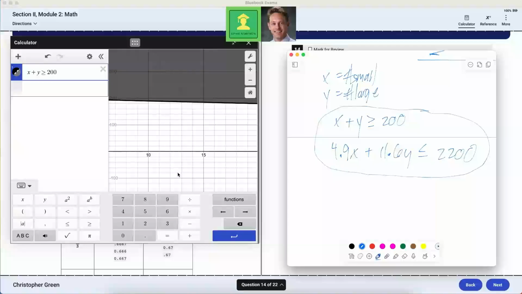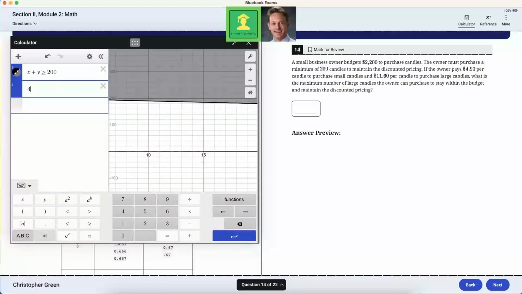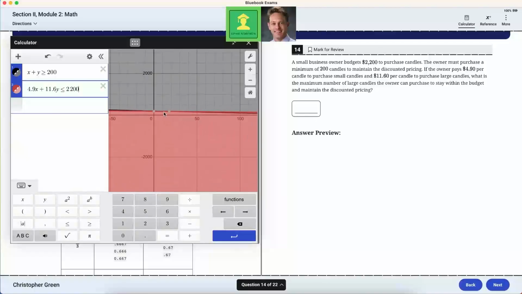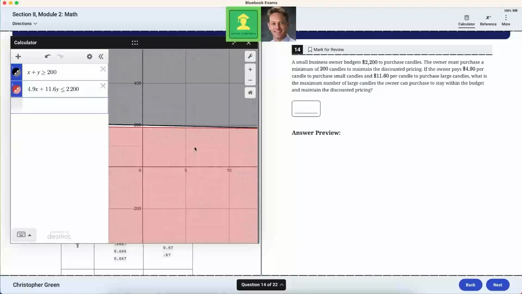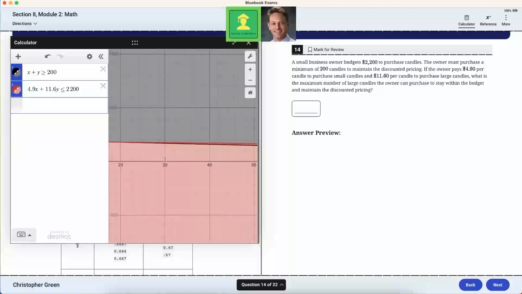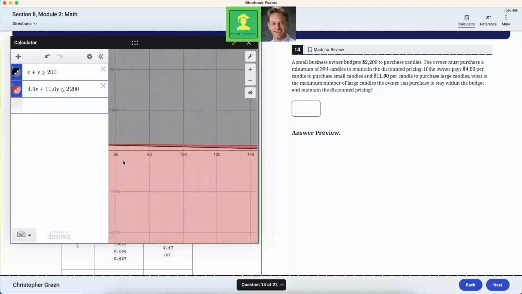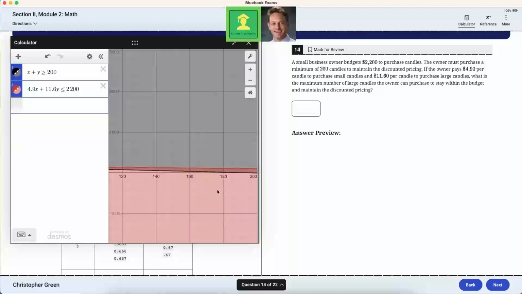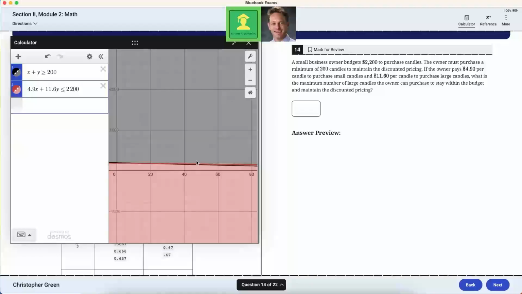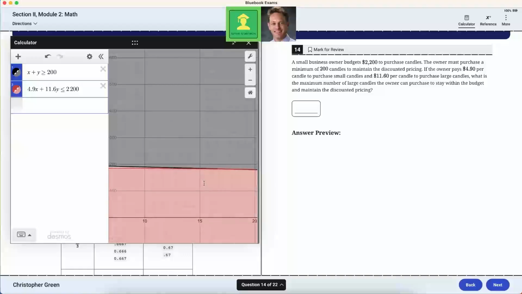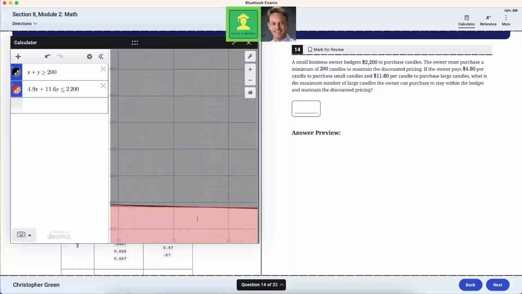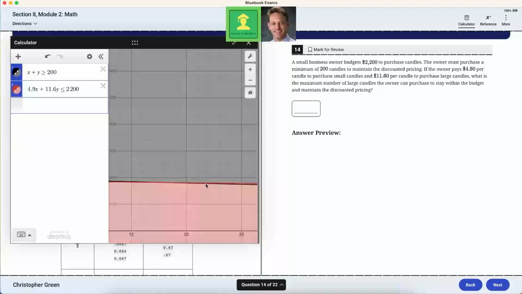And then 4.9X plus 11.6Y is less than or equal to 2,200. Okay, so we've created a system. Now the question is, we have to be in the solution space of both of these, which is, it looks like it's effectively crossing over in here. Yeah, you can tell that the crossover where the overlapping pocket begins is somewhere in here.